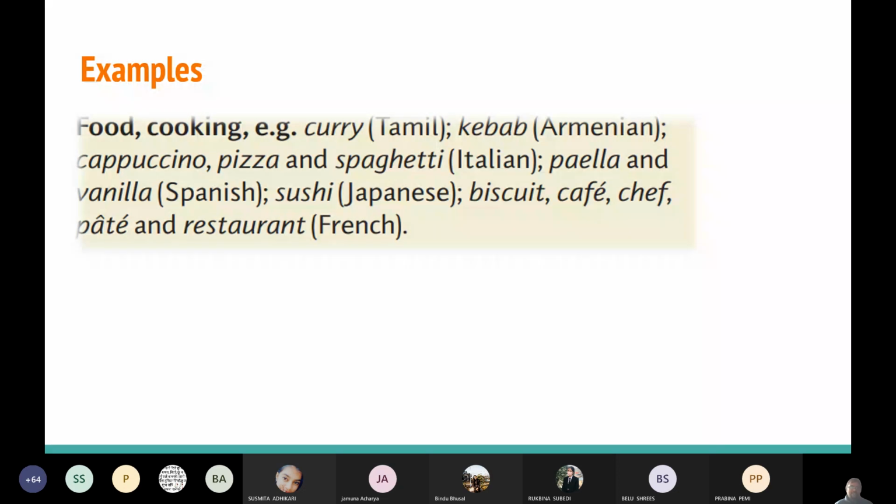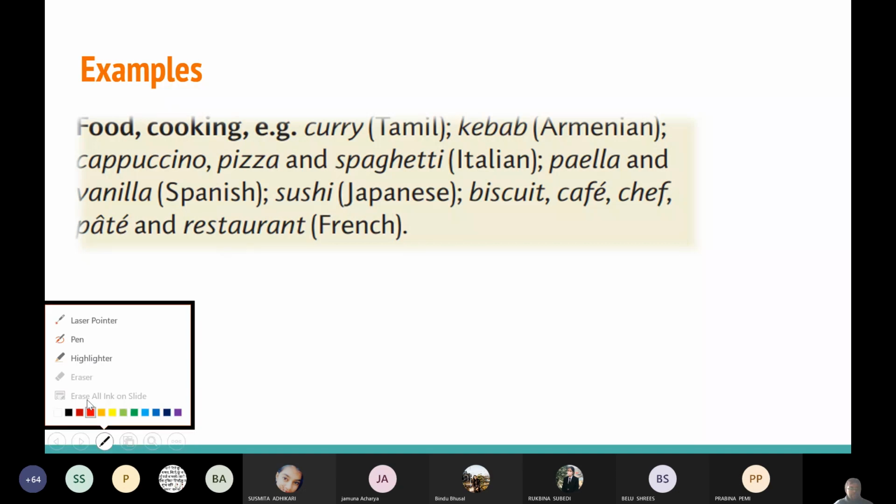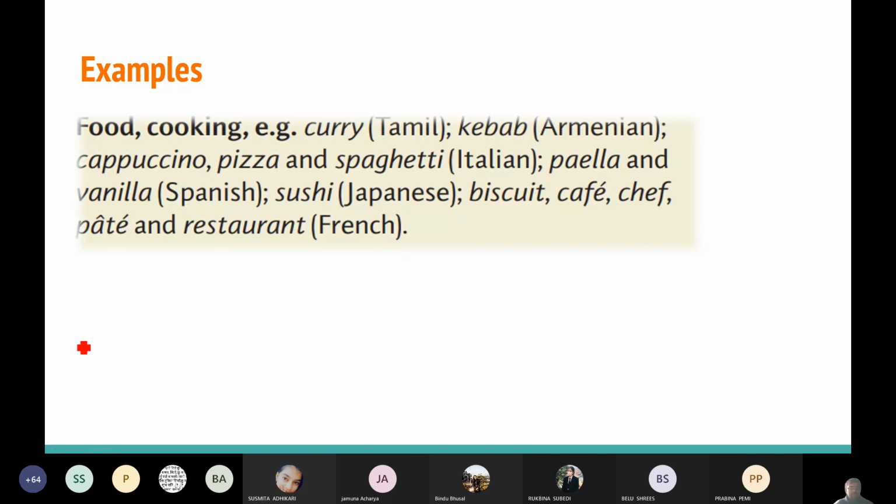Look at this, very interesting. We say pizza, we say cappuccino, a type of coffee, right? We say curry. Look, we use these in English time and again, but these words are taken from different languages, which I just mentioned here.